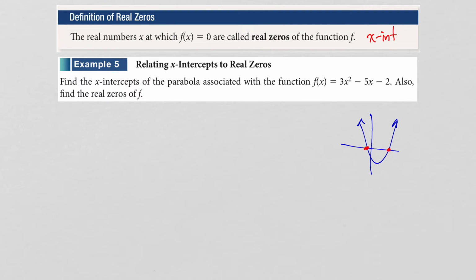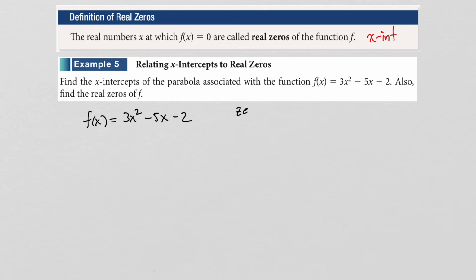Let's take a look at this example. In this example, we want to find the x-intercepts of the parabola associated with the function that you see here. Also, find the real zeros of f. So understand that when they ask you to find the x-intercepts or the real zeros, they are asking you to find the same thing. So our function is f of x equals 3x squared minus 5x minus 2.